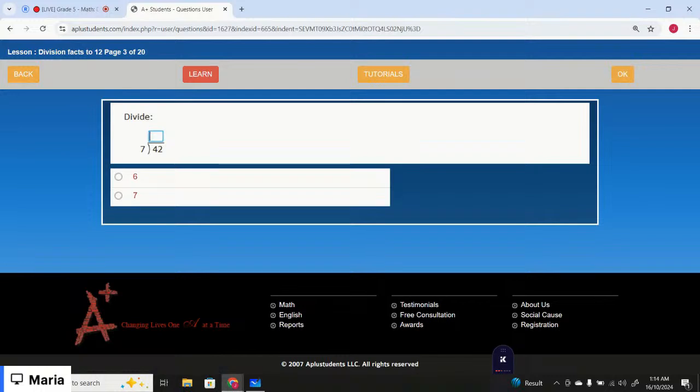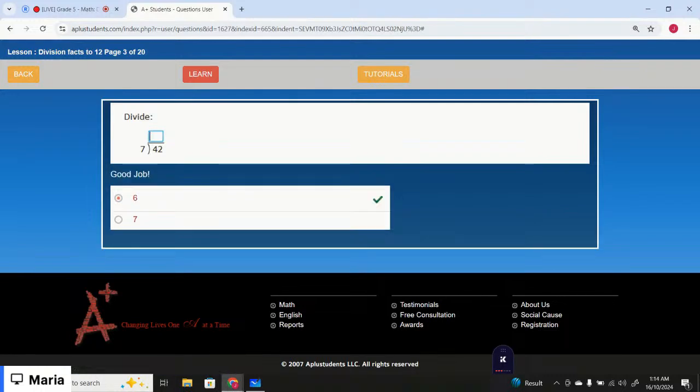42 divided by 7 equals 7 times what number is 42? 7 times 6 is 42. The correct option is option number 1. 7 times 6 is 42.